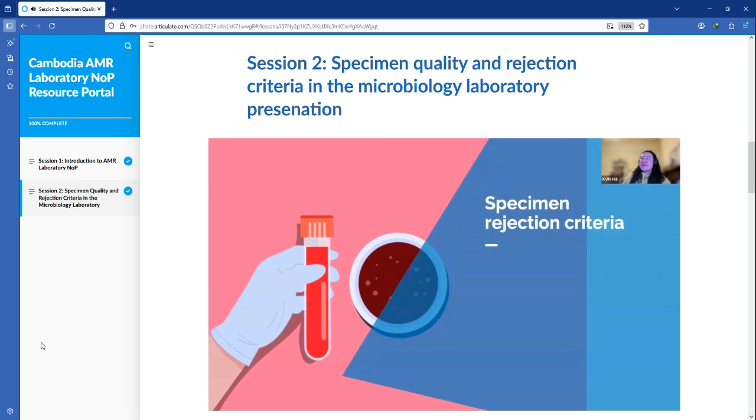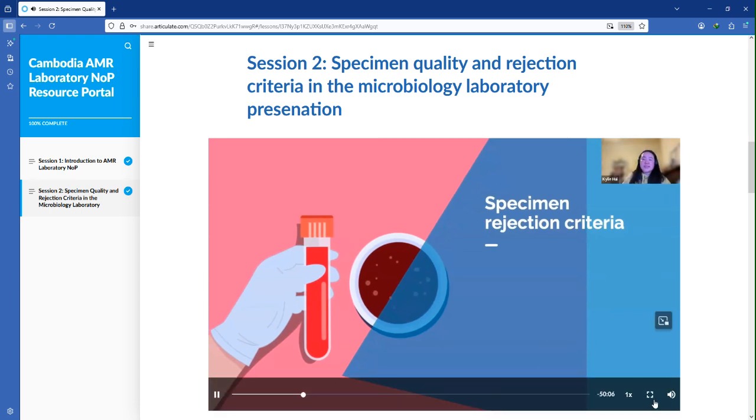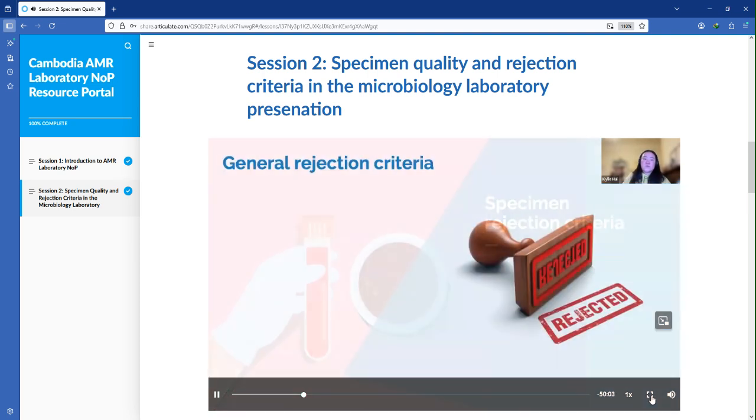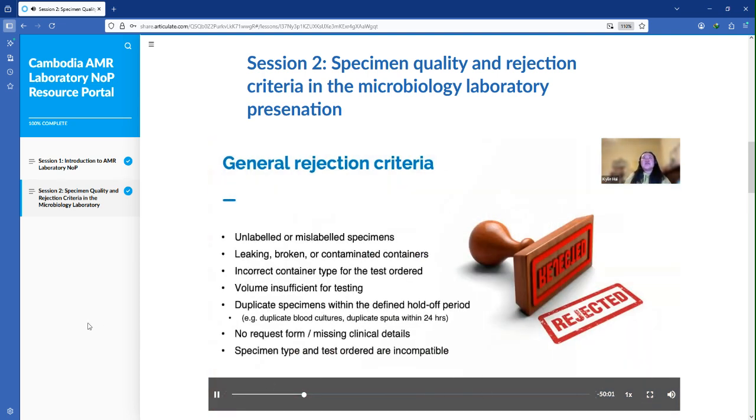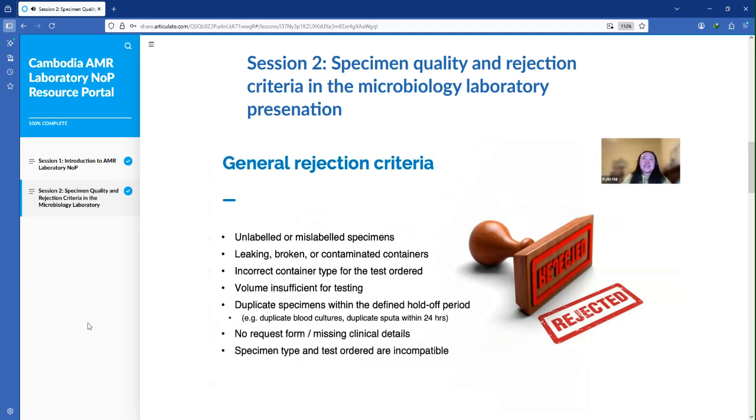So now we're talking about specimen rejection criteria. What is the actual criteria to reject samples and what do we do? For general rejection criteria, anything that's unlabeled or mislabeled should probably be rejected unless that is one of the exemptions that we'll speak about later. If a container is leaking, broken, or you can see visibly that it's been contaminated, this should also be rejected.